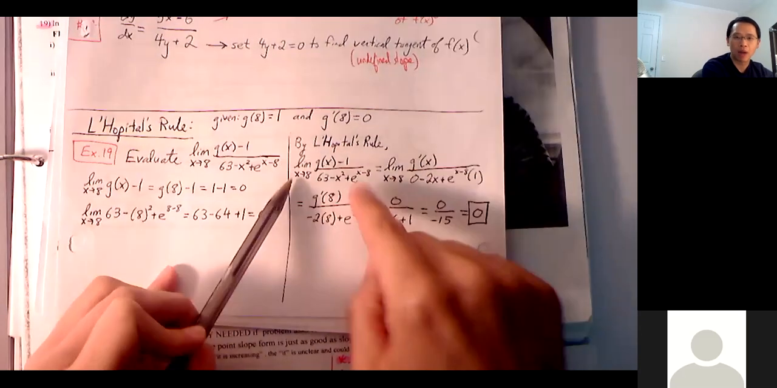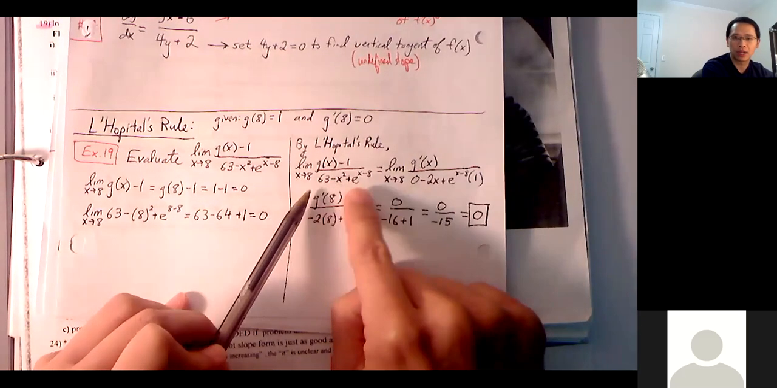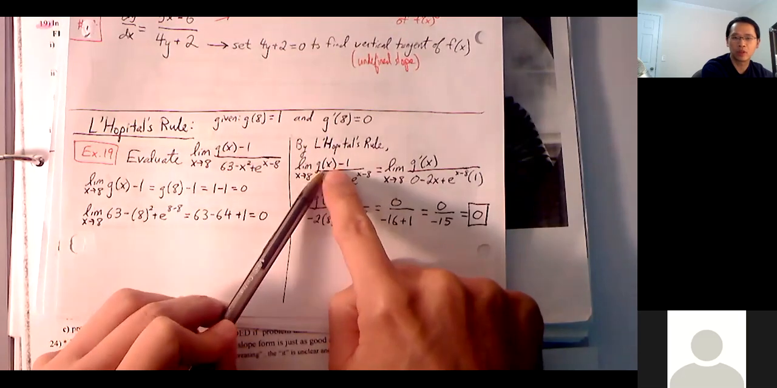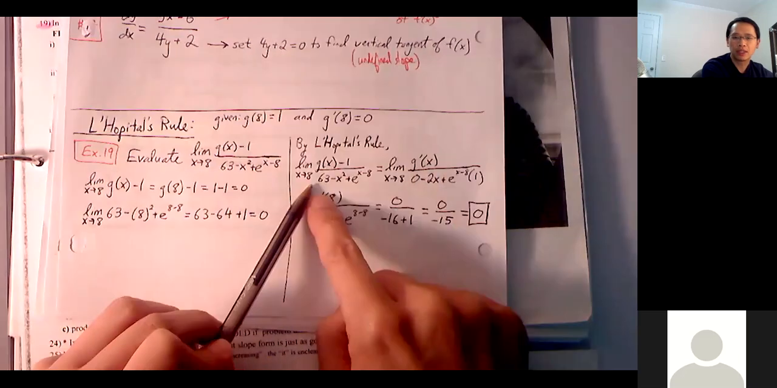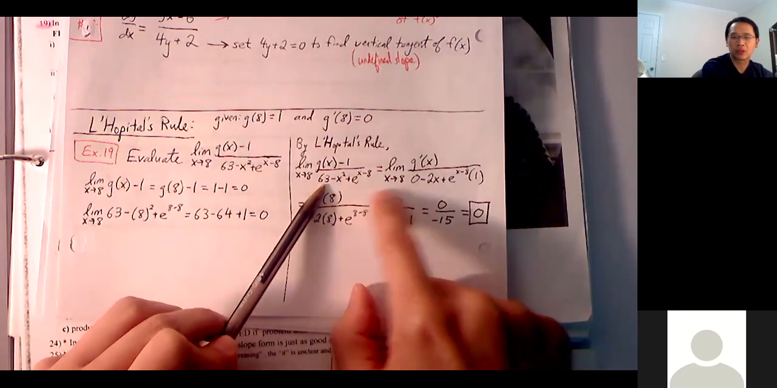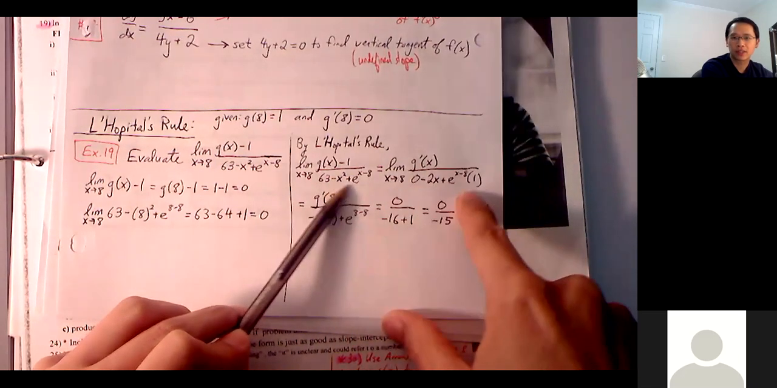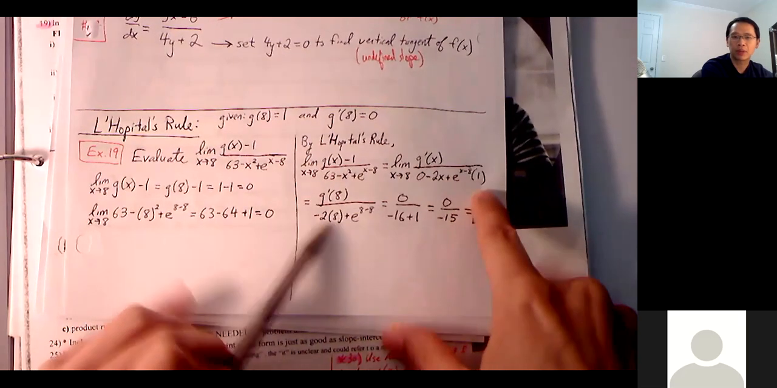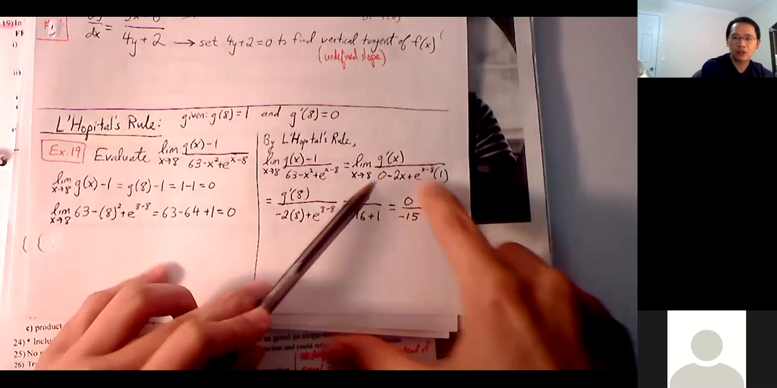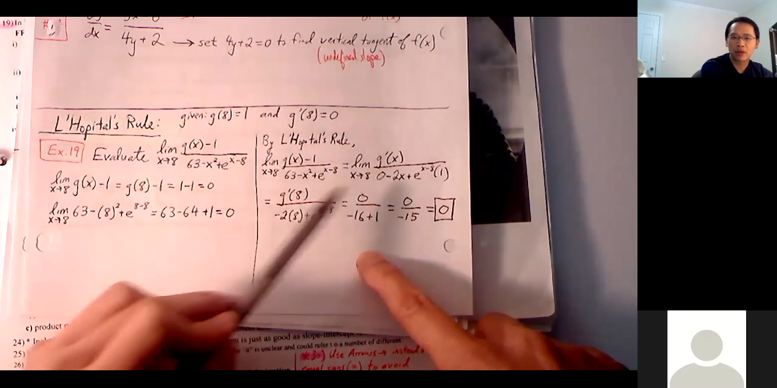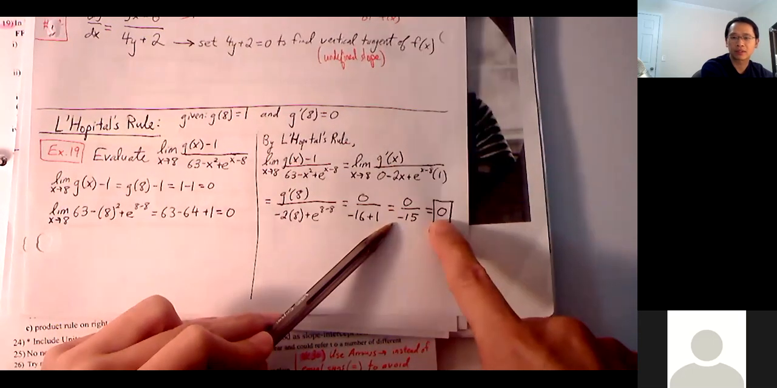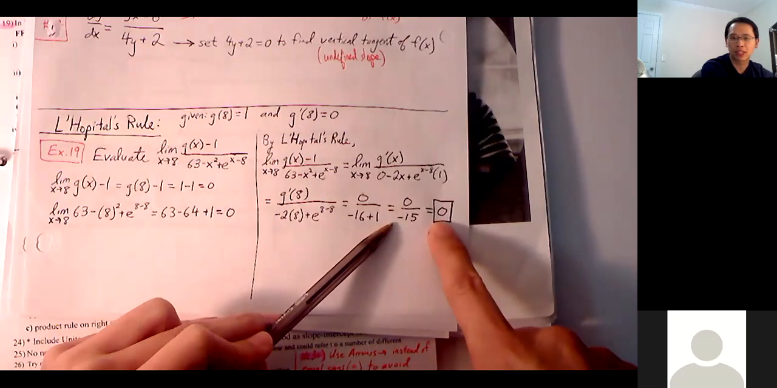And now I'm going to go through my L'Hopital steps. Take the derivative of the numerator: g becomes g prime, 1 goes to 0. Derivative of the denominator: 63 goes to 0, x squared becomes 2x, e to the u becomes e to the u times u prime. Plug 8 into my resulting derivative expression, and whatever number I get is my answer. That's a real number, so that's my answer.